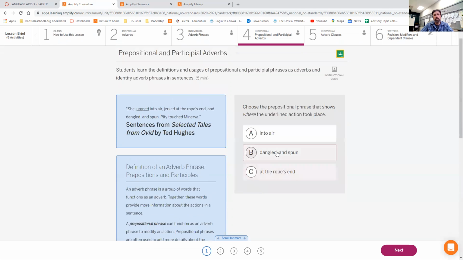Okay, let's go to the actual question now. First question we've got: she jumped into air, jerked at the rope's end, and dangled and spun. The question is, where did the underlying action take place? She jumped. Where did she jump? Into air. Into is our preposition.